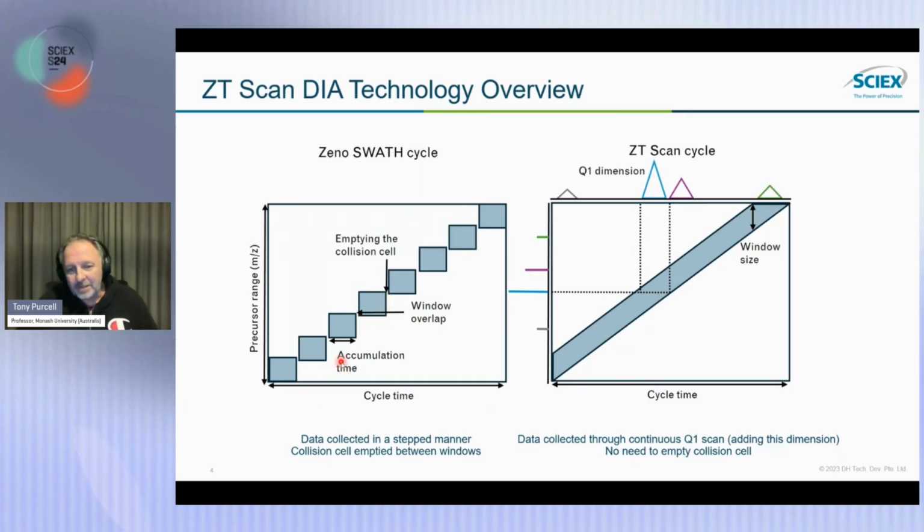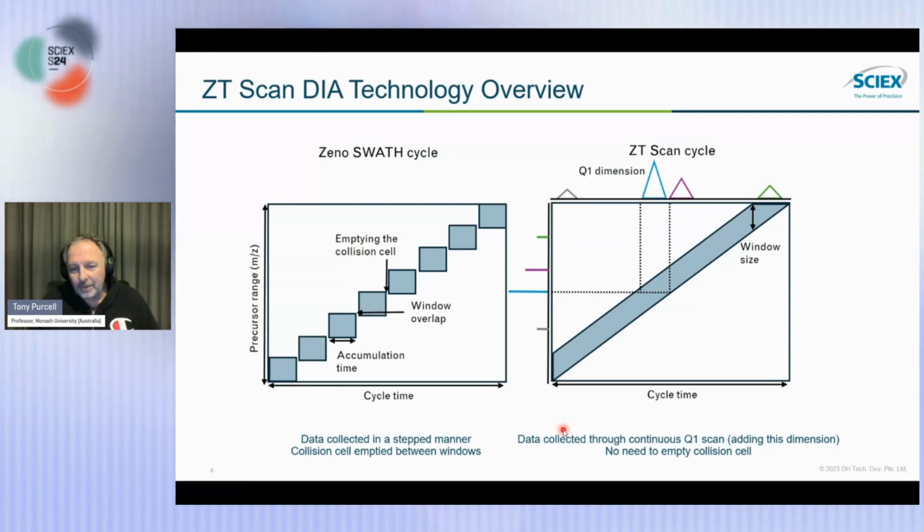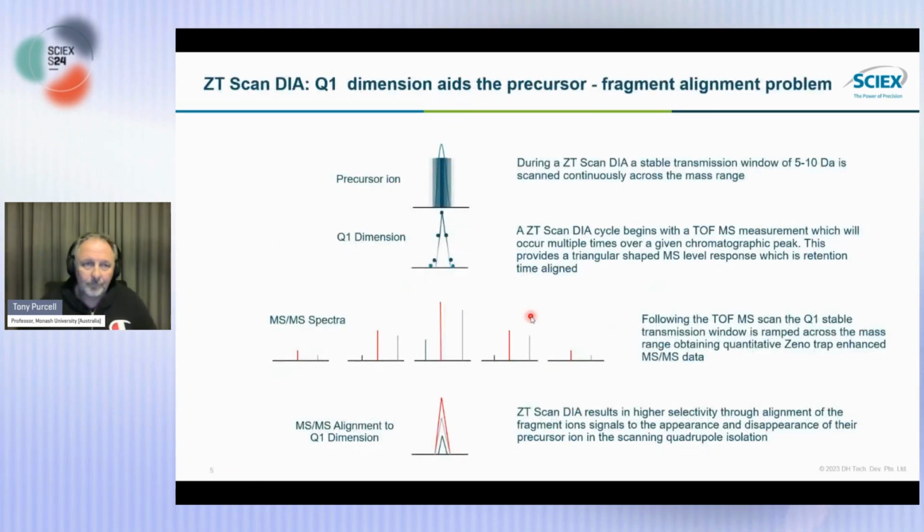The ZT scan is quite different in that data is collected through a continuous Q1 scan. We'll go into the details of this on the next slide, and this adds the dimension of having the quadrupole, the Q1 resolution. And there's no need to empty the collision cells. This is really a continuous scanning process throughout the whole mass range. So the key advantage of this ZT scan DIA really is this Q1 dimension.